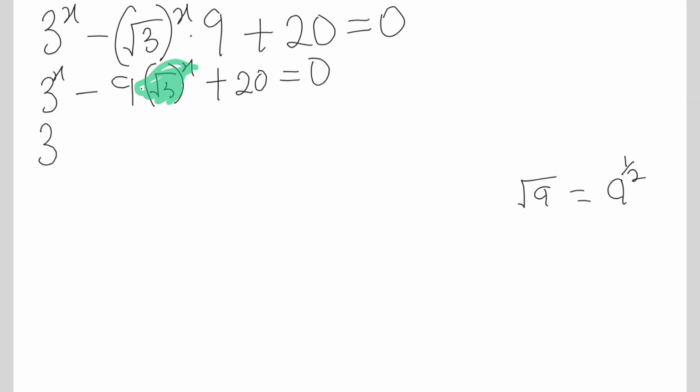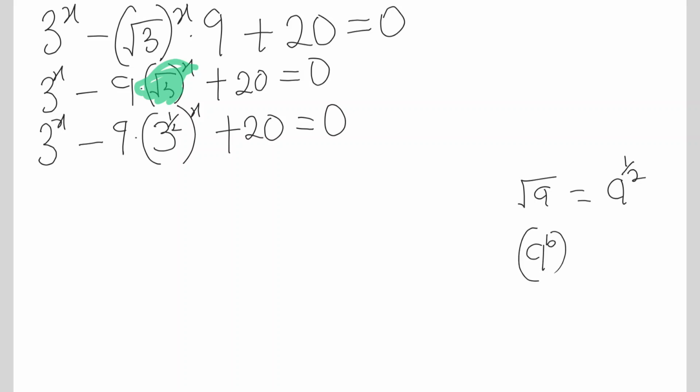So we'll be having 3 raised to the power of x minus 9 times 3 raised to the power of 1 over 2 times x, which is another power, plus 20 equal to 0. And of course, when we have a raised to the power of b, then raised to the power of c outside the bracket, it's going to be equal to a raised to the power of b times c, that's bc. So you're going to be multiplying the powers when you have a situation like this, and that's what we're going to be doing.